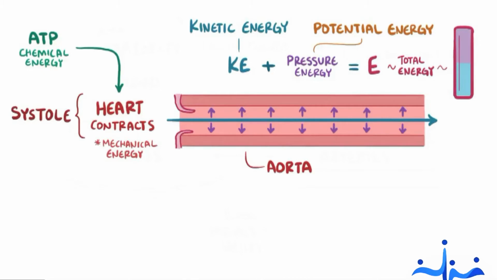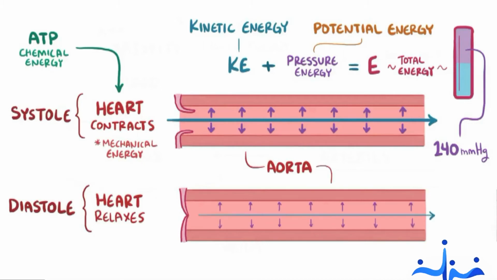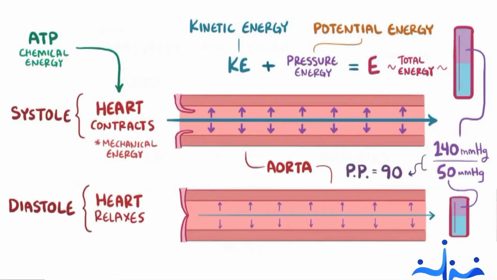So let's just say that during this time, that pressure energy corresponds to a pressure in the vessels of 140 millimeters of mercury. After the heart contracts, it relaxes and fills with blood, which is called diastole. Now, during this time, blood's still moving a little bit and there's still pressure, but there's much less total energy. So if there's less pressure energy, then let's say that it corresponds to something like 50 millimeters of mercury. If we take the difference between the systolic and diastolic pressures, 140 minus 50, then we get 90 millimeters of mercury, which is actually called the pulse pressure.